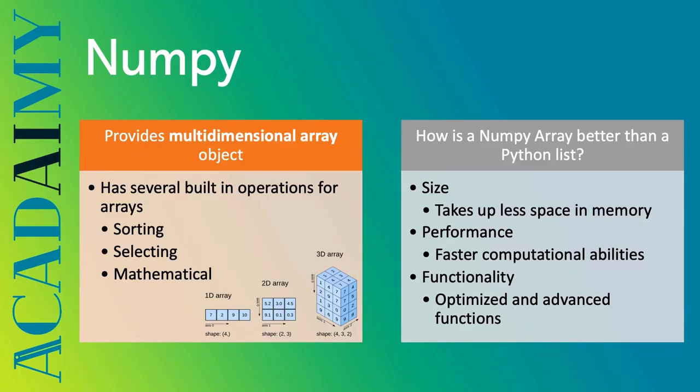Now in theory, Numpy arrays look quite similar to Python lists, but Numpy arrays are actually much more effective in terms of size, performance, and functionality. They take up less space in the memory of a machine, they have faster computational abilities than Python lists, and they have more optimized and advanced functions.